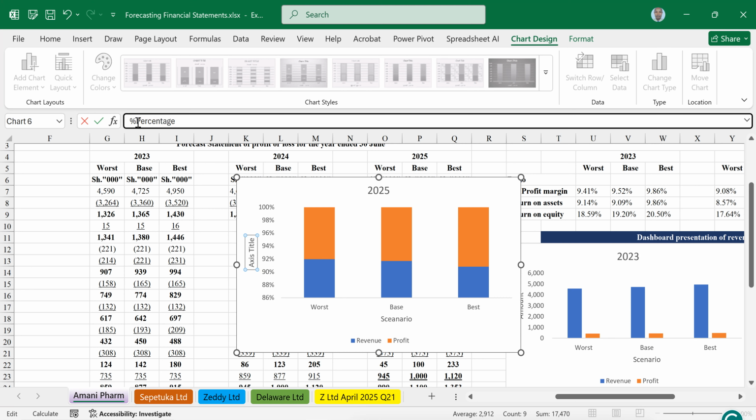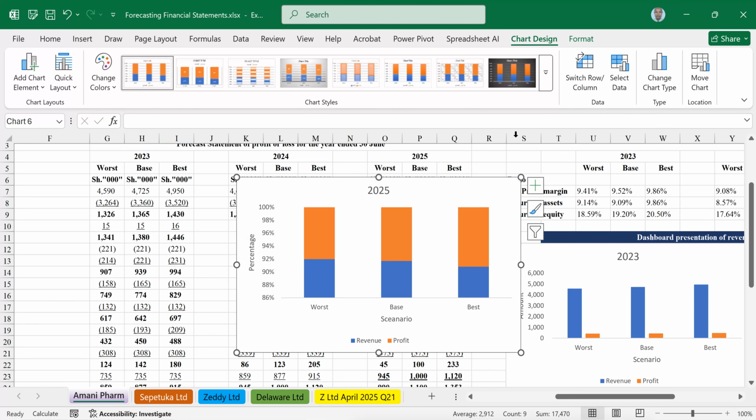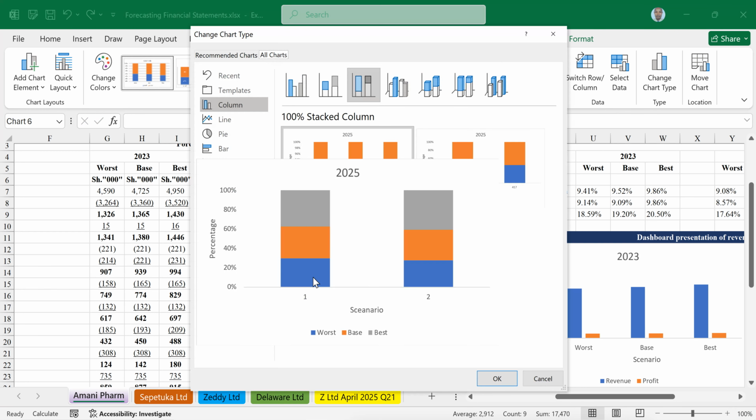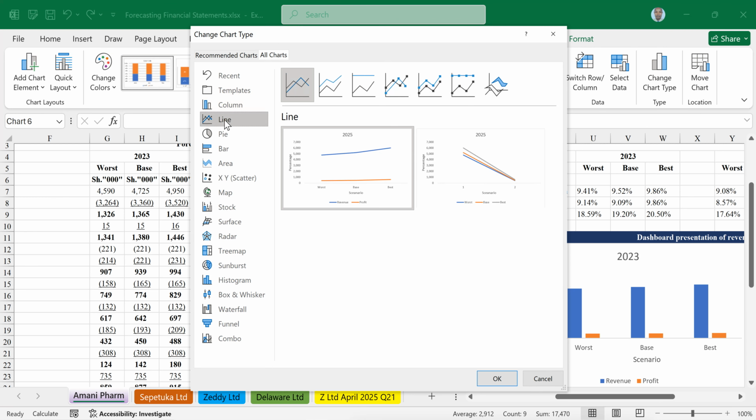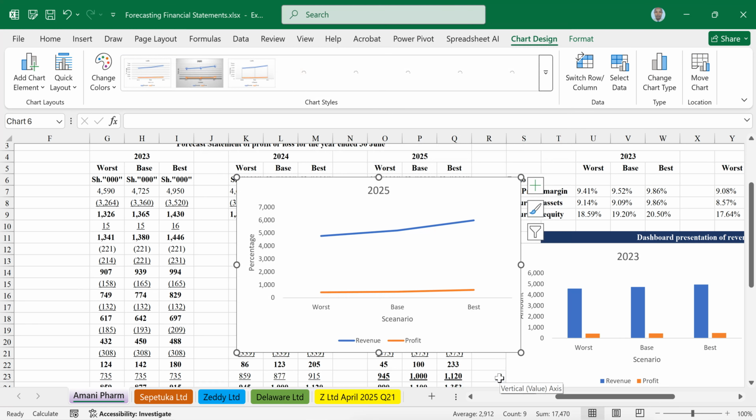That's how the chart was. Or if that looks bad, you can change to another chart type if the percentages look like what you don't want. Now even line doesn't look bad. Let me go for line. So I've changed to line. This will be amount.